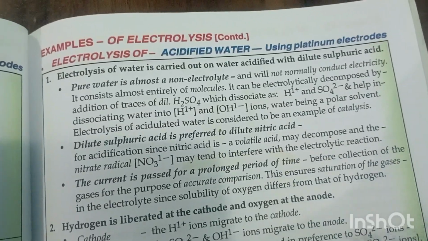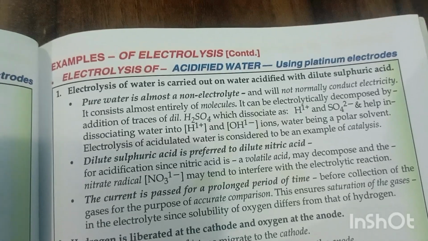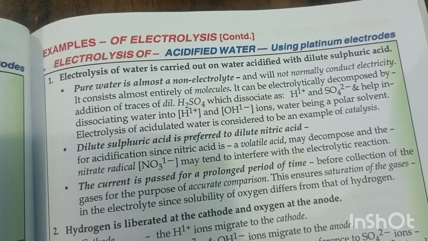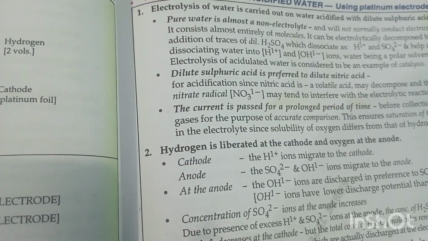So pure water is almost a non-electrolyte. Pure water itself does not conduct electricity. So we acidify it with a small amount, or traces, of dilute H2SO4. Dilute nitric acid is not used here because it decomposes, and the nitrate radical may tend to interfere with the electrolytic reaction.